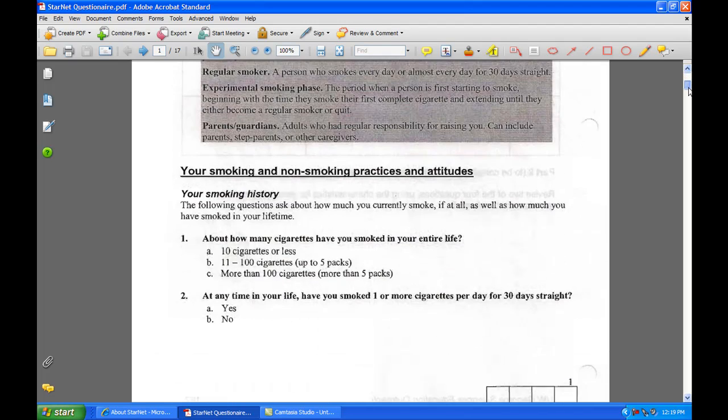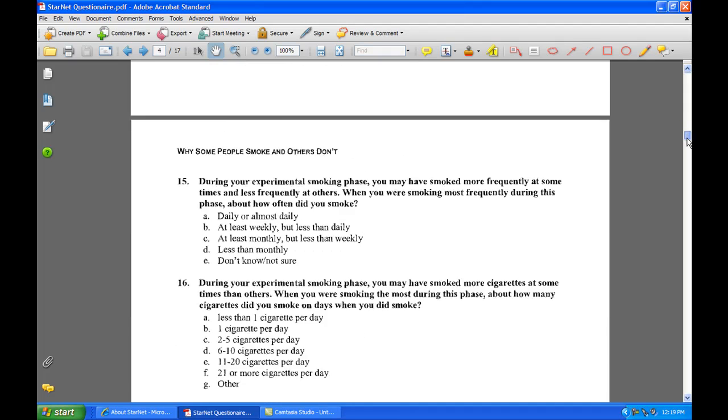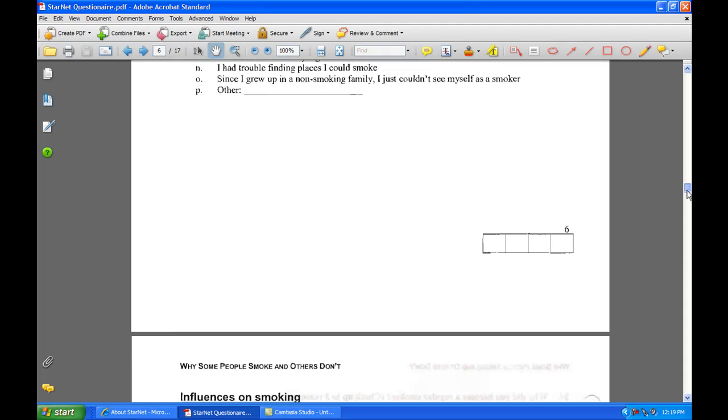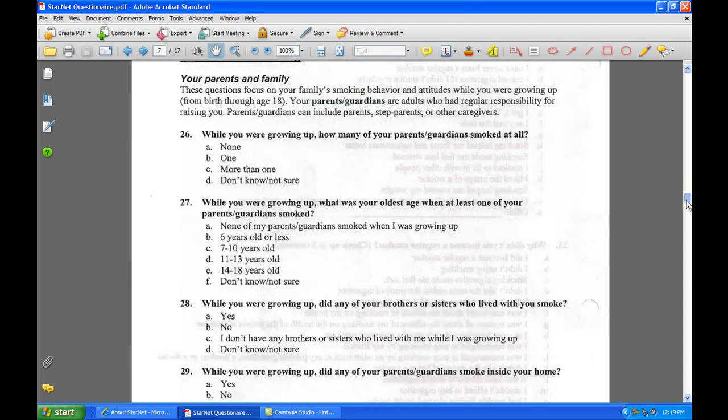I've actually pre-screened it, and it turns out that if you look at all the questions, question number 26 on the questionnaire relates directly to the hypothesis that we just made. Question 26 says, while you're growing up, how many of your parents or guardians smoked? If you have come up with a hypothesis, and you have found a question in the questionnaire that might help you address your hypothesis, then you're ready to use the database. And here's how you do that.